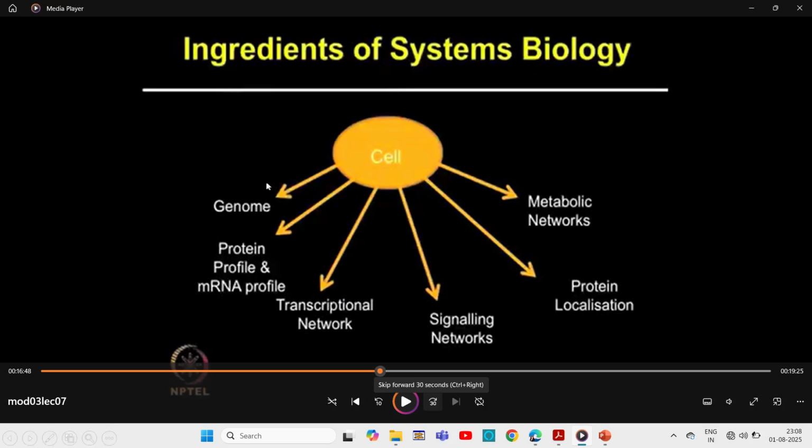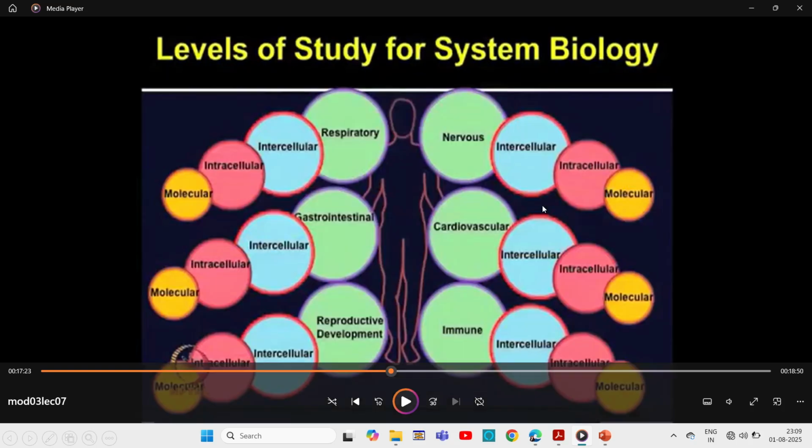So these are the ingredients of system biology: genome, protein, RNA, signaling, the metabolomics part, networking part, localization part, different organelles which are present inside the cell, the networks, how the interaction is happening, each and everything of how generally a cell functions.